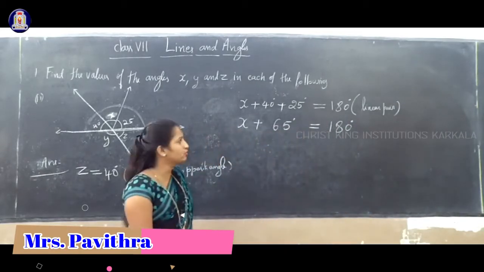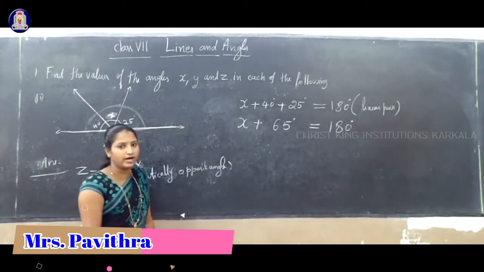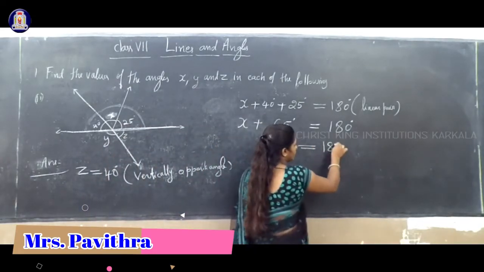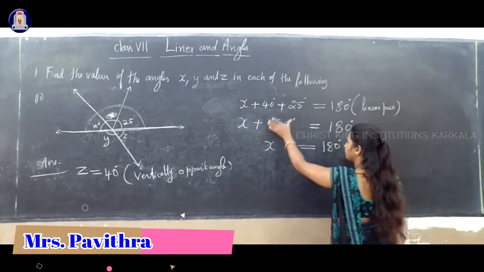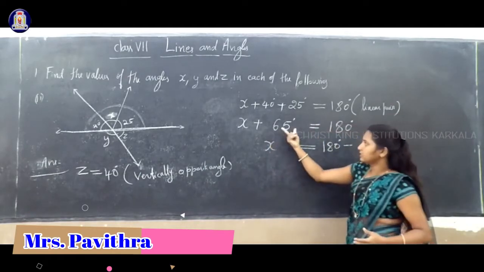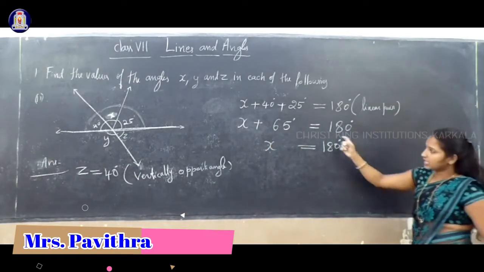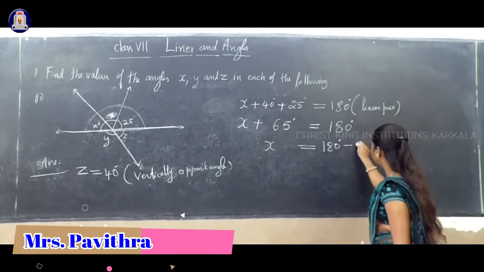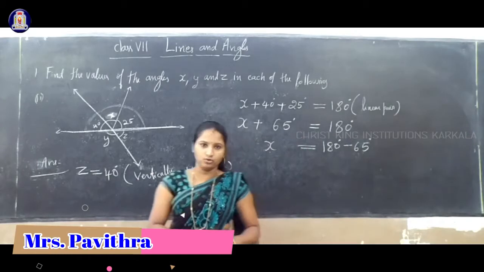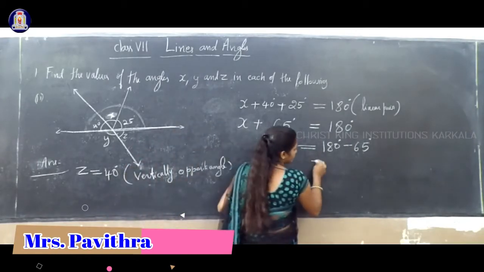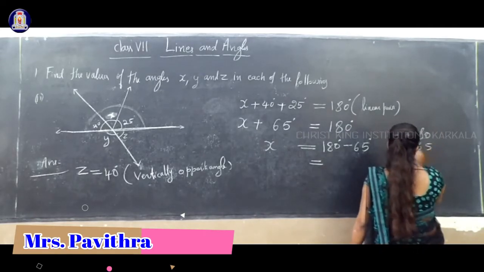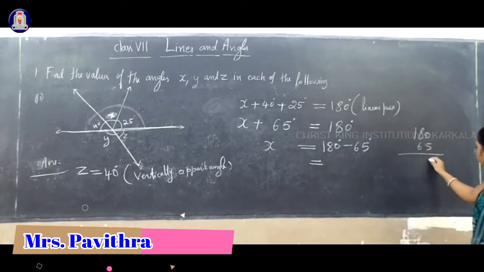So now we want to know the value of x. We need to find the value of x. So x is equal to 180 degree minus 65 degree. The plus 65 degree goes to the right hand side and the sign will change. If you take this 65 degree to the right hand side, the plus sign changes into minus. So x is equal to 180 degree minus 65.